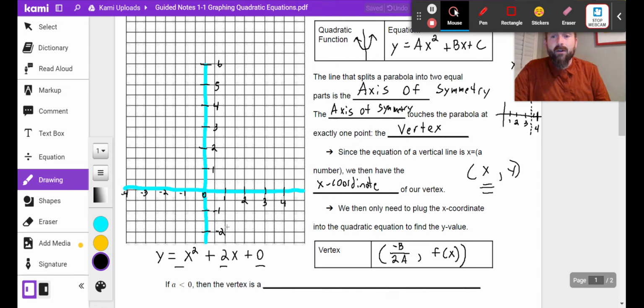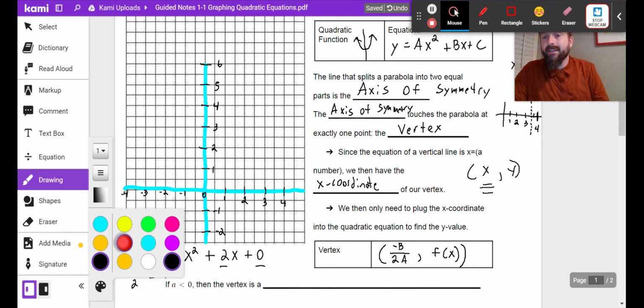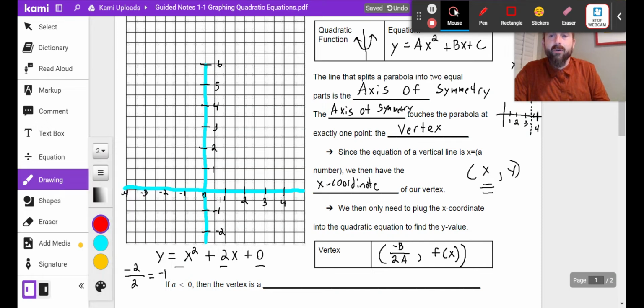So in this case right now, what I'm going to do is take negative B, and B is 2, so now it's negative 2, and I'm going to divide it by 2 times A. Well, A is an implied 1, because how many x squareds are here? 1. So now I'm going to divide by 2. So now this is going to be negative 2 divided by 2, which is negative 1. So in this instance, I know that at x equals negative 1, I have my axis of symmetry.